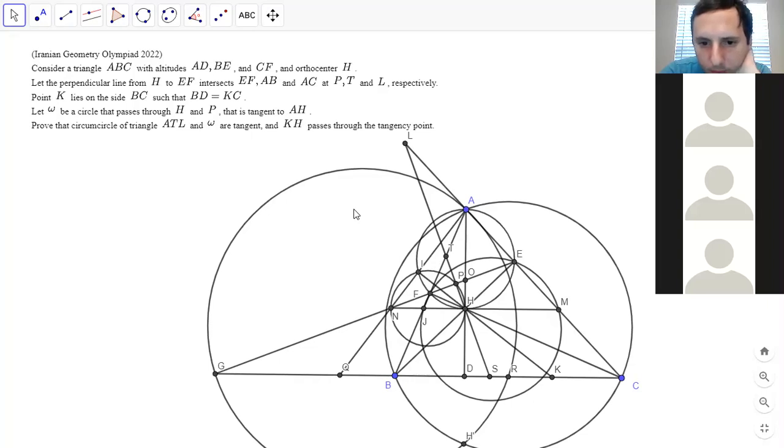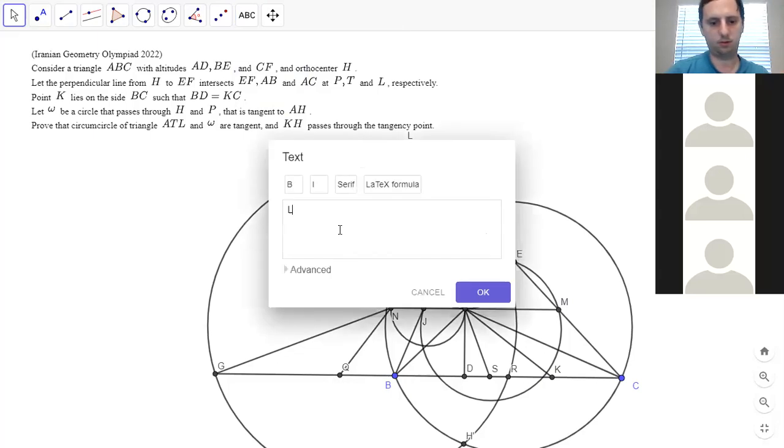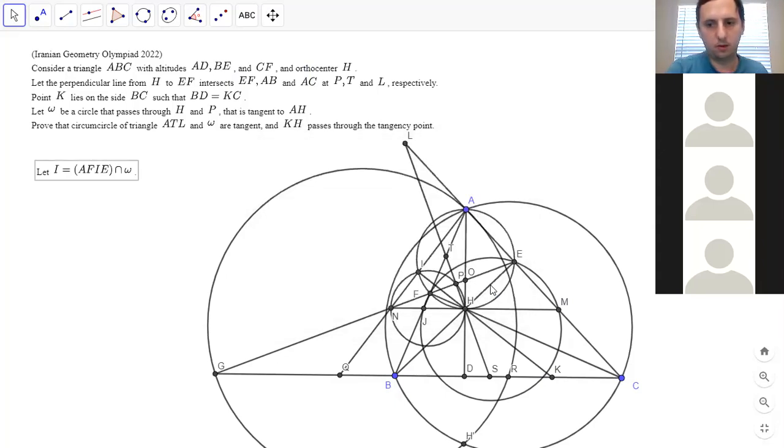Okay. So let's start from the beginning. So we define I, you can just write it down. I'll just do it like this. A, F, I, E intersect omega. Like that. And we define N to be the intersection of the line through H parallel to BC with AI. Okay.